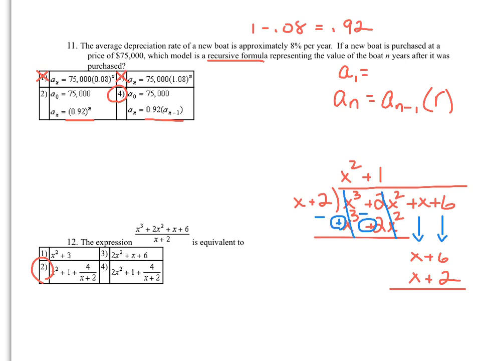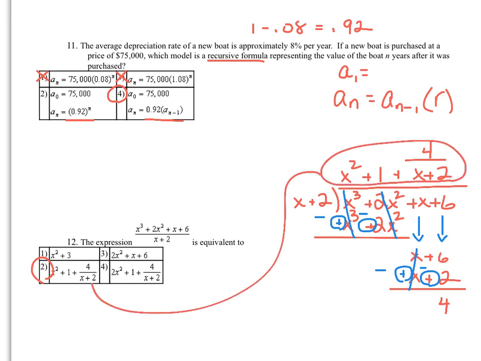All right, now just remember that we have to circle and change, circle and change. So the x's will cross out. And then when we do 6 minus 2, we will get 4. So then that would be plus 4 over x plus 2. And we look at this, and we look at that, and we see that they're the same thing. There's your answer.